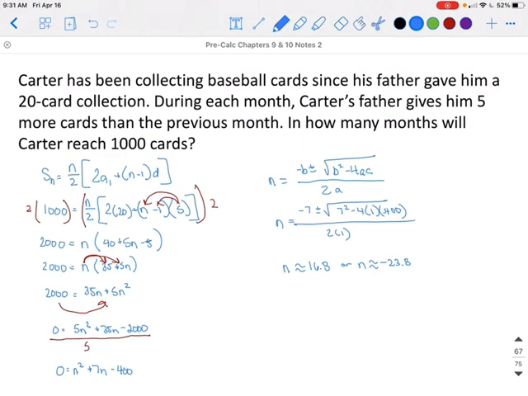Now, it's not possible that we have a negative amount of months, and we want him to have a total of 1,000 cards. So that would take until the 17th month.